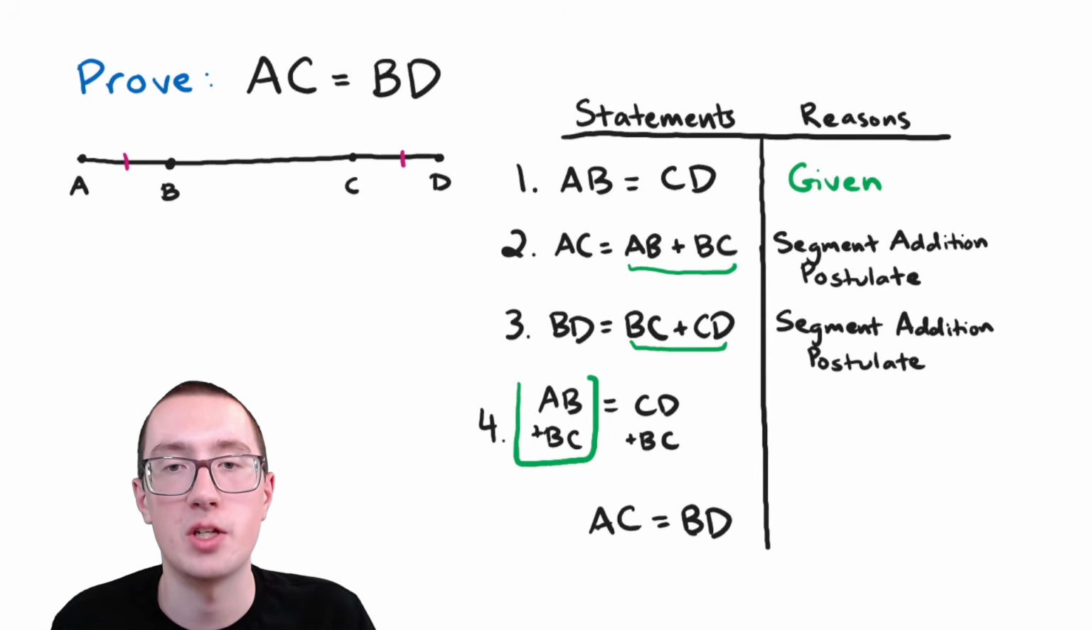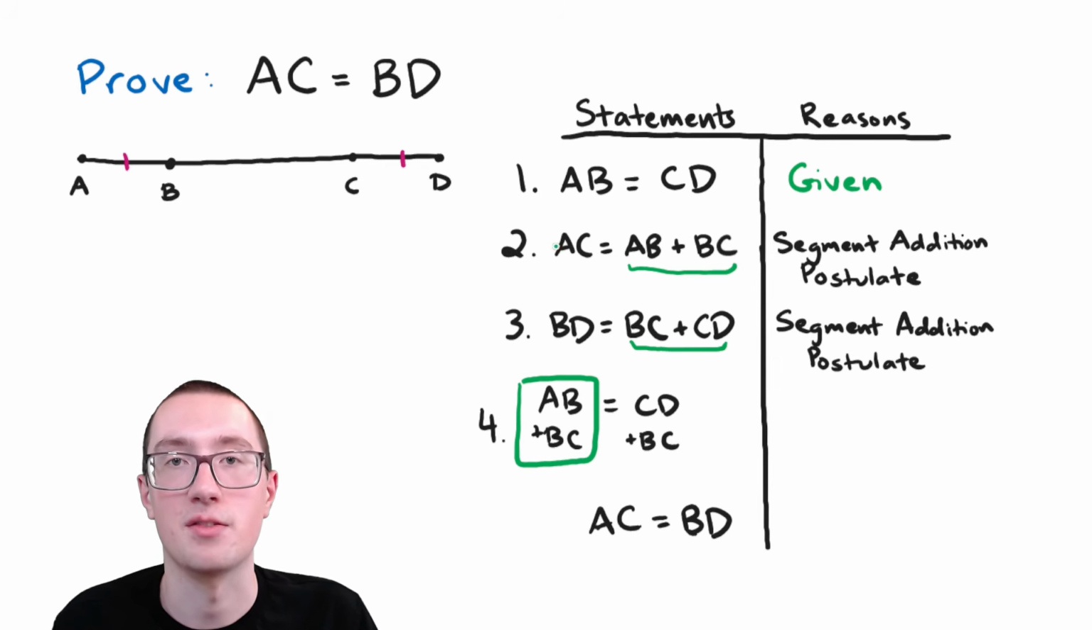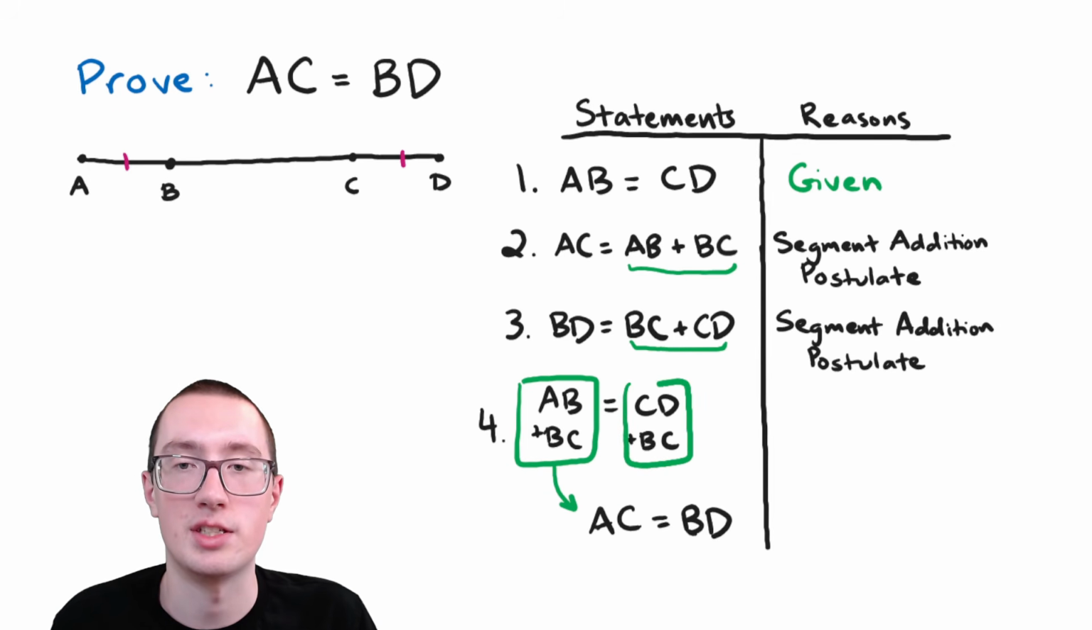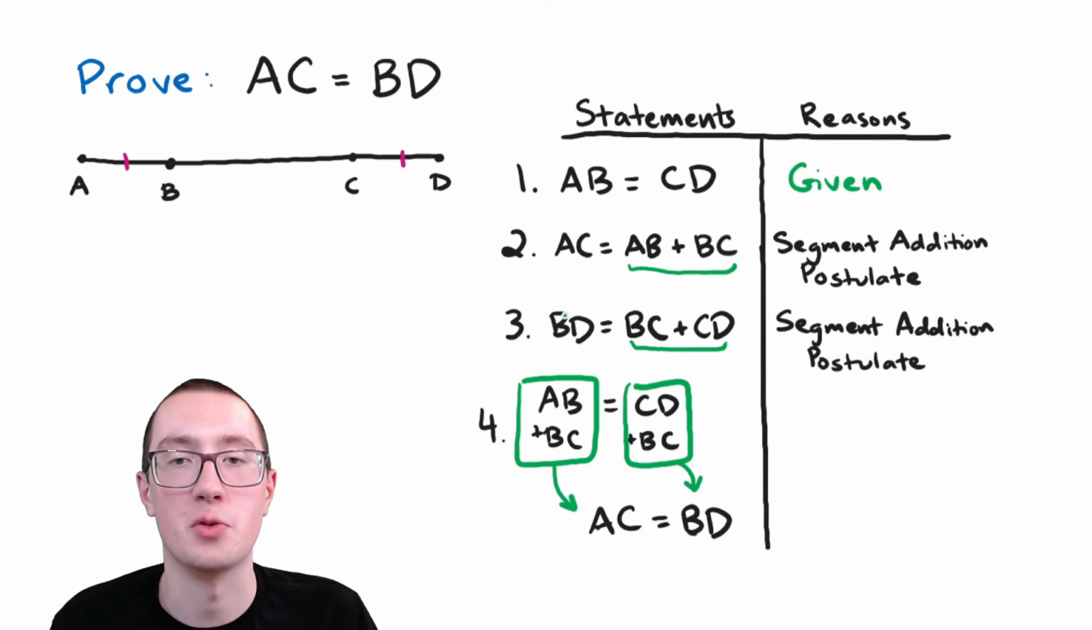What is AB plus BC? Well, AB plus BC is AC. That's what it says right here. So that's this. And what is CD plus BC? Well, that's the same as BD, because that's what we proved in step 3.